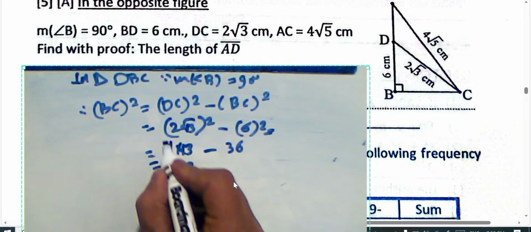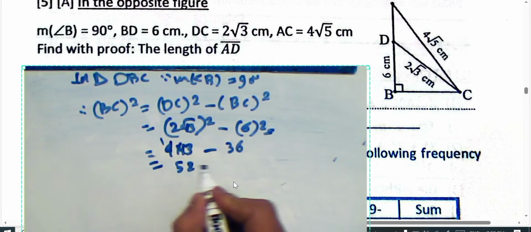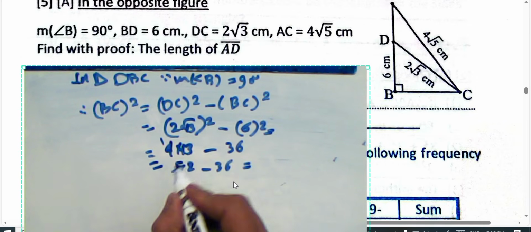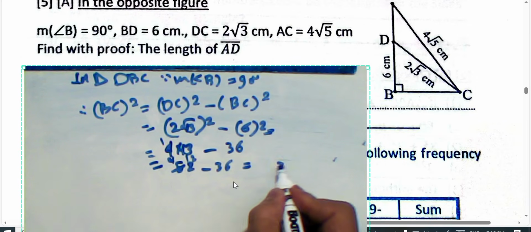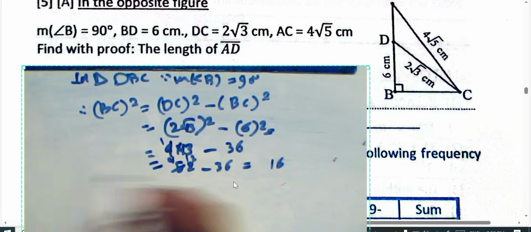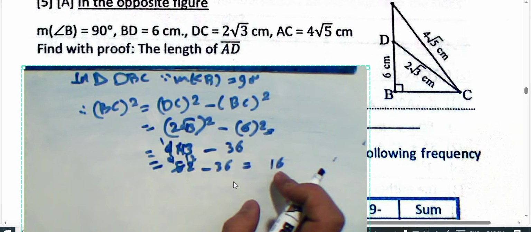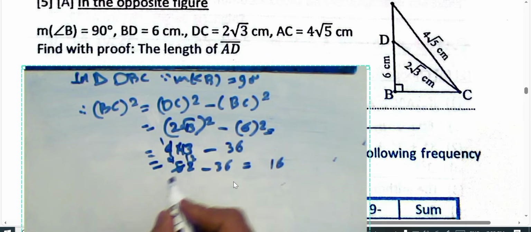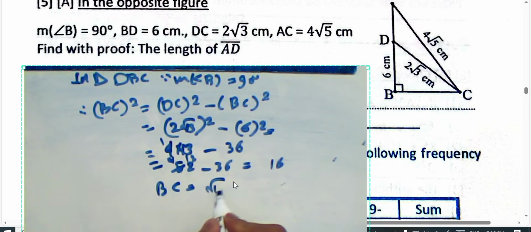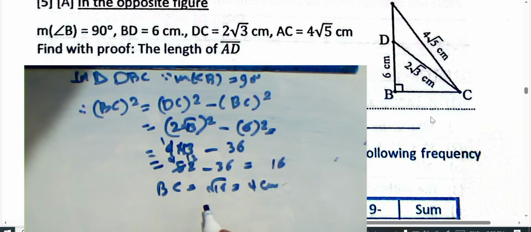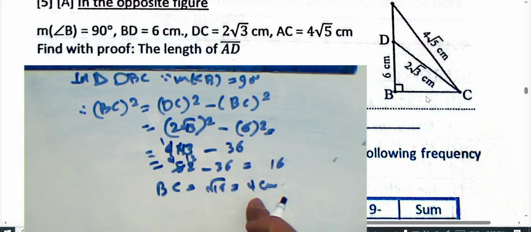3 times 4 is 12, 2 with the carry of 1, times 4 is 4, plus 1 is 5, subtract by 36. Right, 4 and 12. 12 minus 6 equals 6, and 4 minus 3 is 1. Then the difference between two numbers, square root. Then we can find PC, square root of 16 equals 4 centimeters. Now we have PC equal to 4 centimeters.